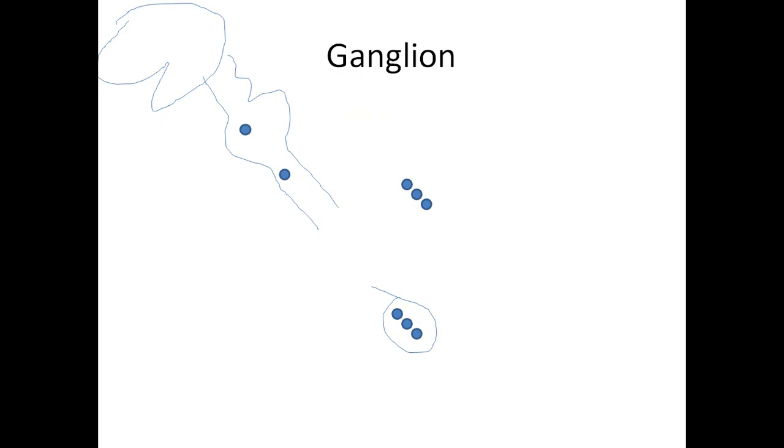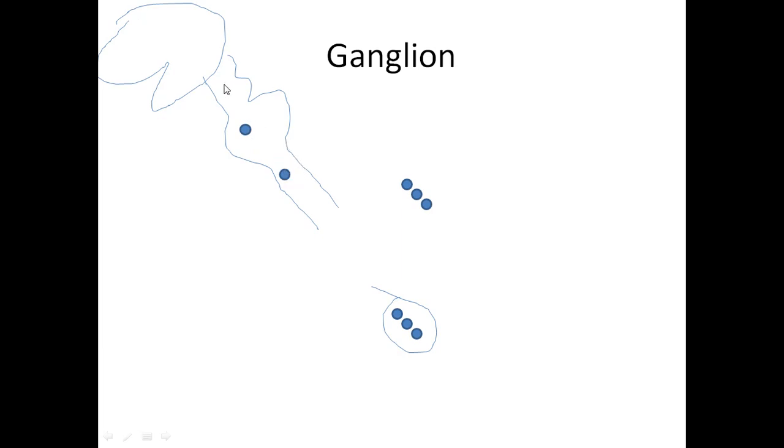So ganglion is a collection of neuronal cell bodies outside the CNS. So these are the ganglions. These are the neuronal cell bodies. For convenience, I will just put one dot. A collection of neuronal cell bodies deep within the CNS is called a nucleus.